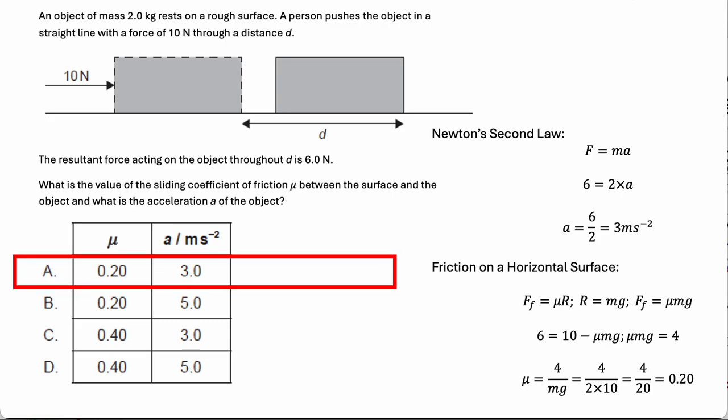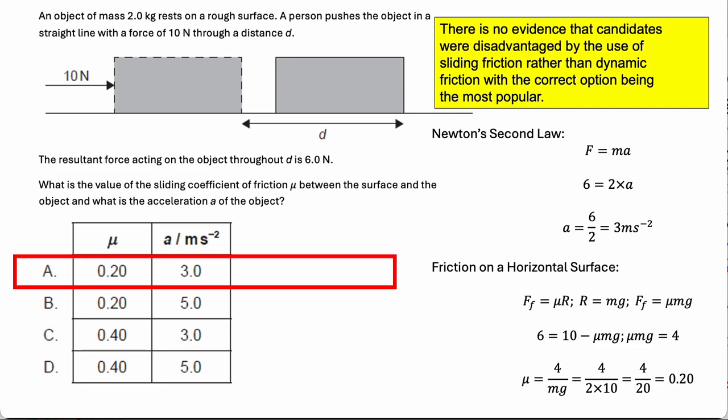Now, this is one of the few questions where we get a bit of information from the examiner report. You notice in the question they mention something about sliding coefficient of friction rather than dynamic friction. Now you have to be familiar sometimes when you do these questions that they may use slightly different terminology. In this case, sliding. This may have been a mistake on the part of the makers of the question. It may have just been a slip, but it's something you do have to be aware of.